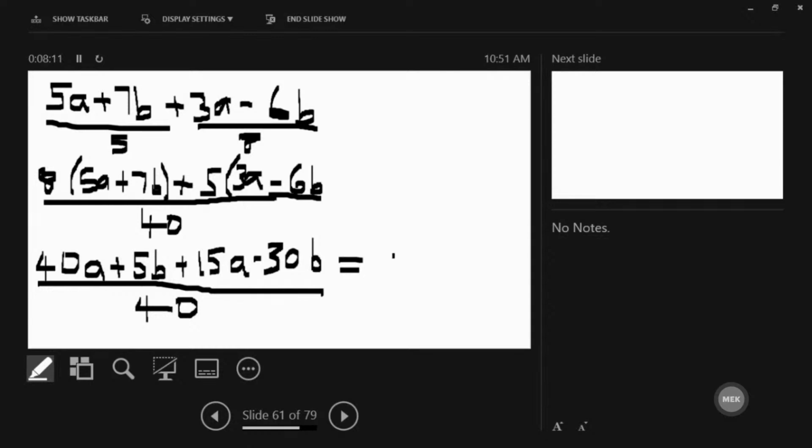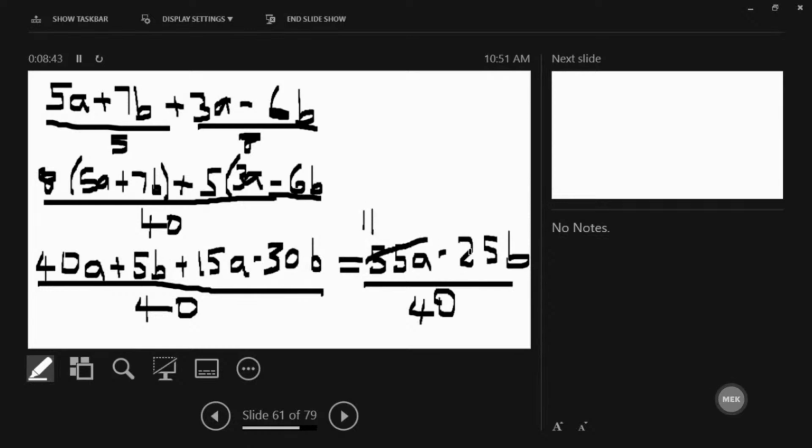So now we need to simplify by grouping the like terms. 40a plus 15a, that's 55a. 5b minus 30b, that's negative 25b, all over 40. But you realize though that we can simplify because each of these numbers is divisible by 5. So 5 into that goes 11, 5 into that goes 5, 5 into that goes 8.